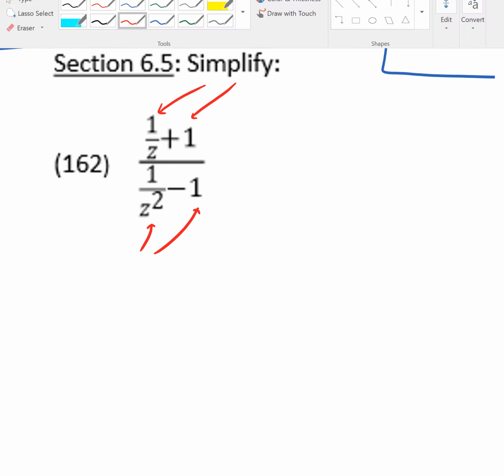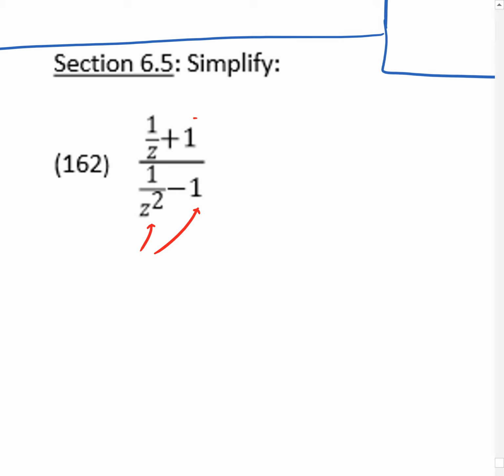But I think the easier way, it's harder to remember how to do it or what to do, but it's faster and easier, is you just think of what is the least common denominator of all denominators.